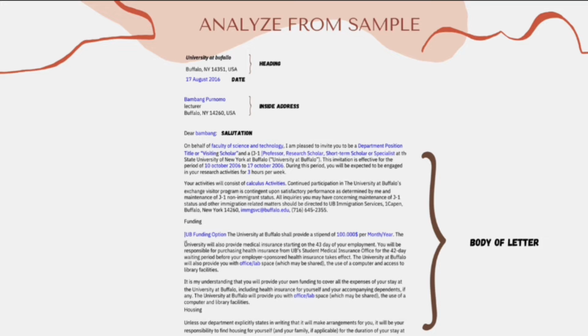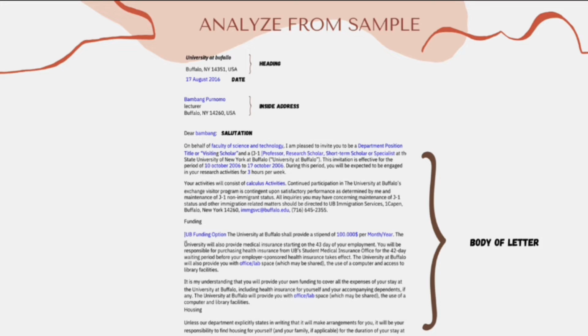Funding. The university will also provide medical insurance starting on the 43rd day of your employment. You will be responsible for purchasing health insurance from the UB Student Medical Insurance Office for the 42-day waiting period before your employer-sponsored health insurance takes effect.